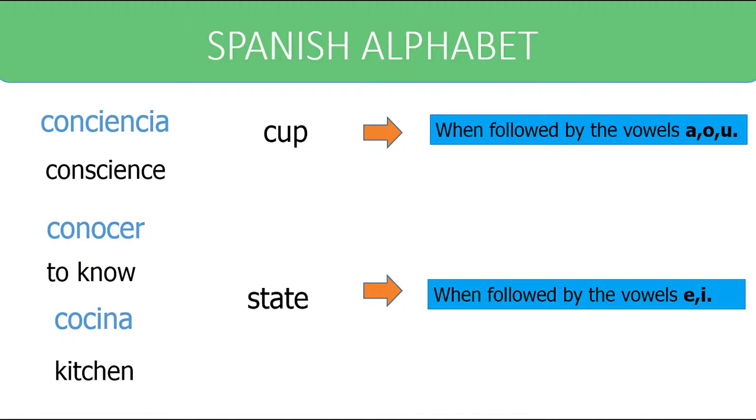The other example is the same. The letter O is after the letter C, so it sounds as in cup. In cocina. Cocina means kitchen. And the next C is followed by the vowel I, so it sounds as in state. Cocina.